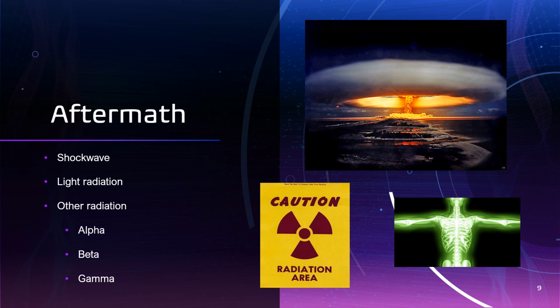The aftermath would be some shock wave, a little bit of light radiation, and other forms of radiation. This radiation is a result of the explosion of the nuclear weapons, more specifically the hydrogen bombs that we were talking about. And there are three types of this ionizing radiation. We have alpha, beta and gamma radiations that would contaminate the area surrounding where a nuclear bomb was set off.